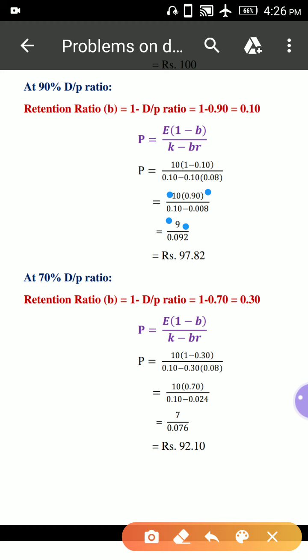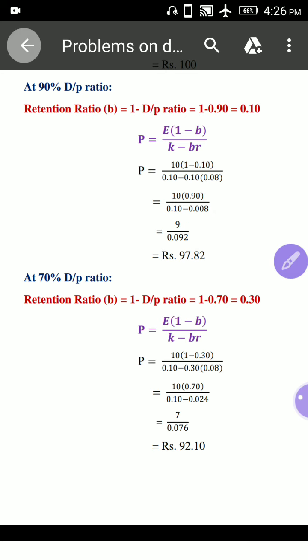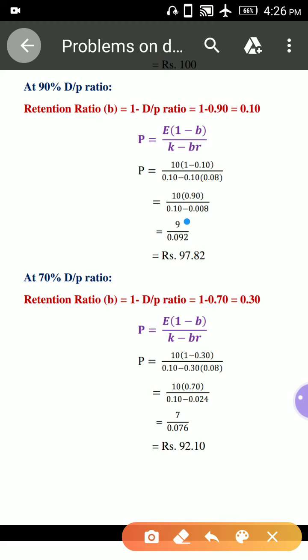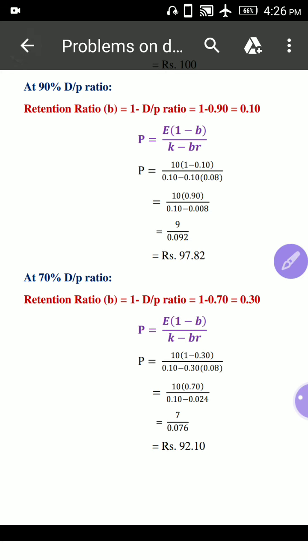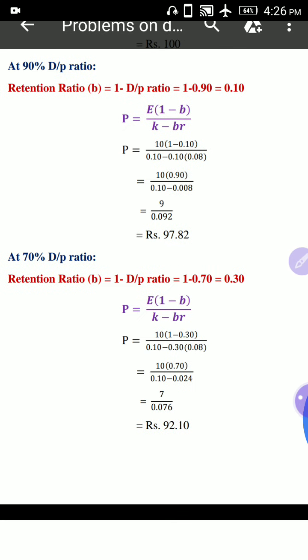0.10 minus 0.008 is equal to 0.092. Now 9 divided by 0.092 is equal to 97.82. A similar calculation will be made at 70% dividend payout ratio.